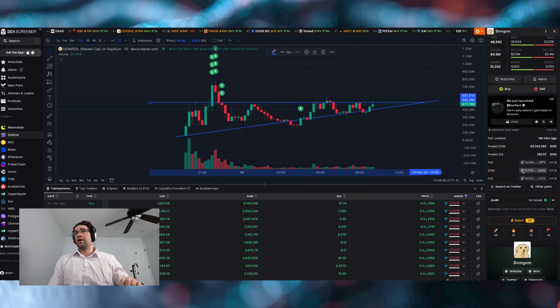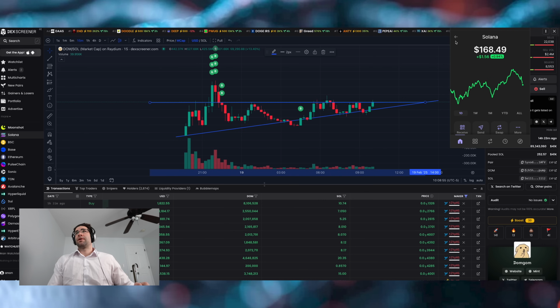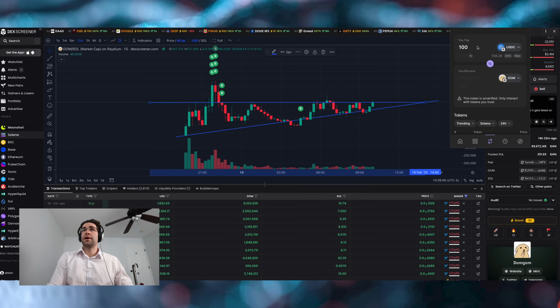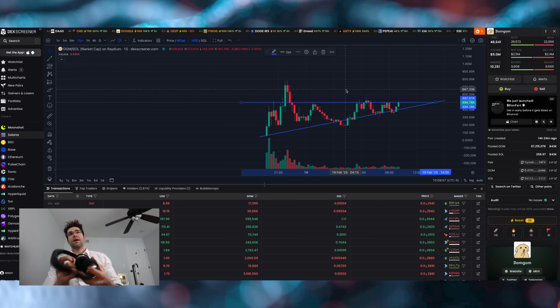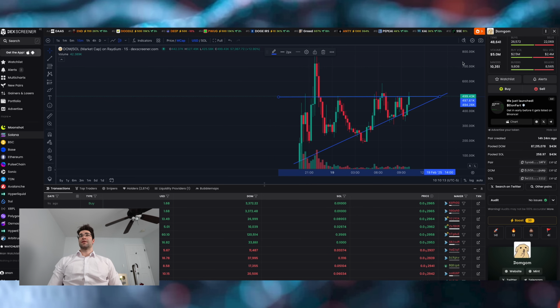We're getting into Dom the dog. Okay, boom. Copy this Dom contract address right here. Going over here. Should I just swap it right in the wallet? All right, USDC. $100. Boom. Looks like we might be right here. Not only does that look like an ascending triangle perhaps, but it's like a little cup and handle.